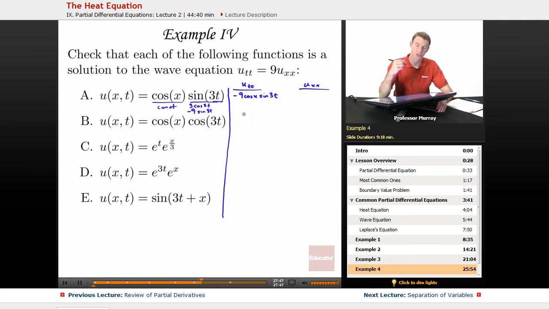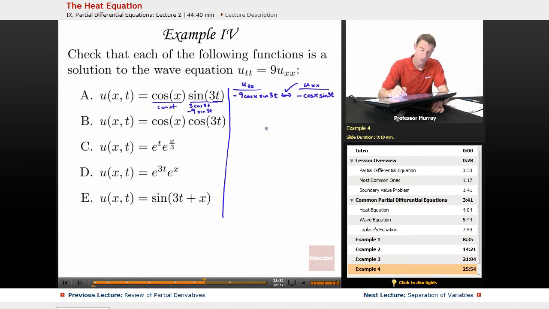Now, u sub xx works just the other way around. Now we think of sine of 3t as a constant, so sine of 3t is just going to come down as a constant, but cosine x, we need to take the second derivative of that. Well, the first derivative of cosine x is negative sine x. The second derivative of cosine x is negative cosine x. So u sub xx is negative cosine x times sine of 3t. And if you compare these to each other, what we see is that u sub tt is exactly 9 times u sub xx. And so it satisfies the differential equation. So we've just checked that our first function there satisfies the partial differential equation.